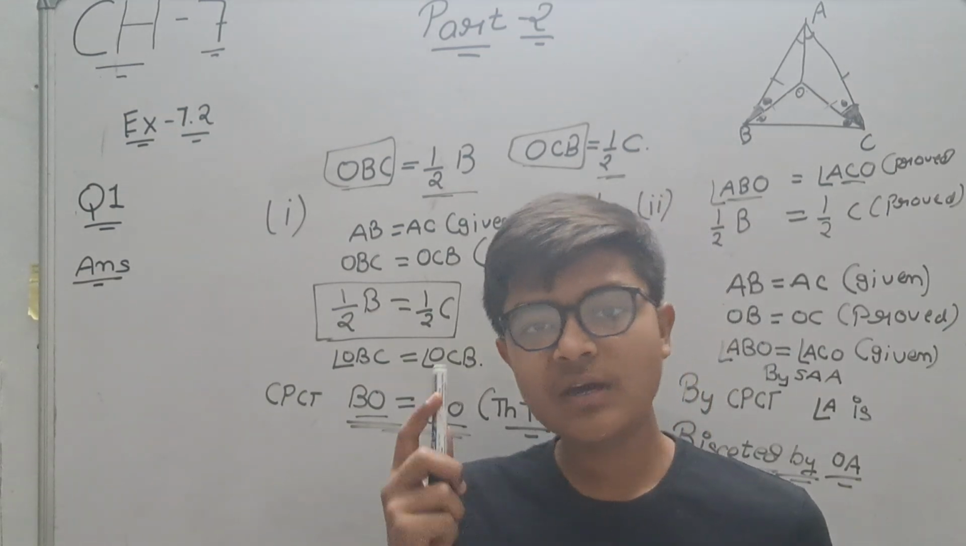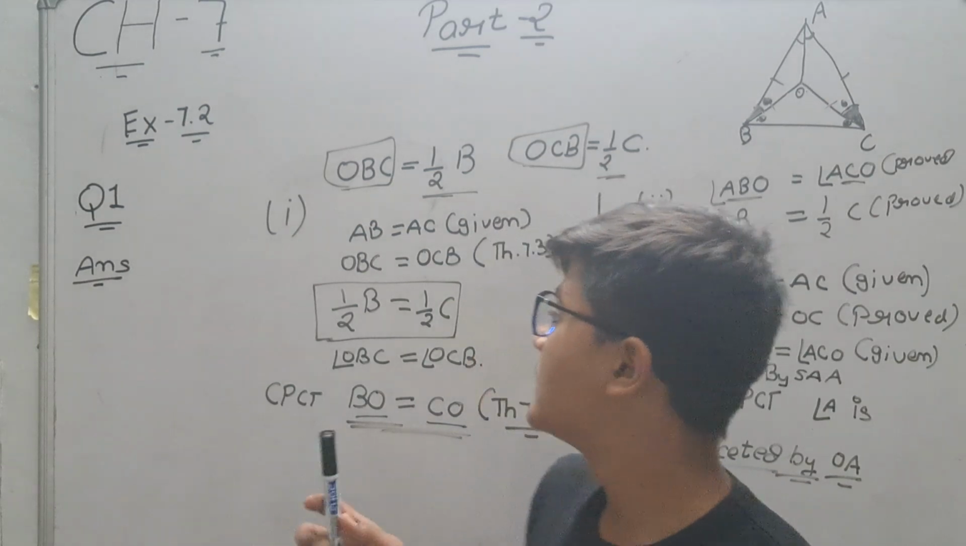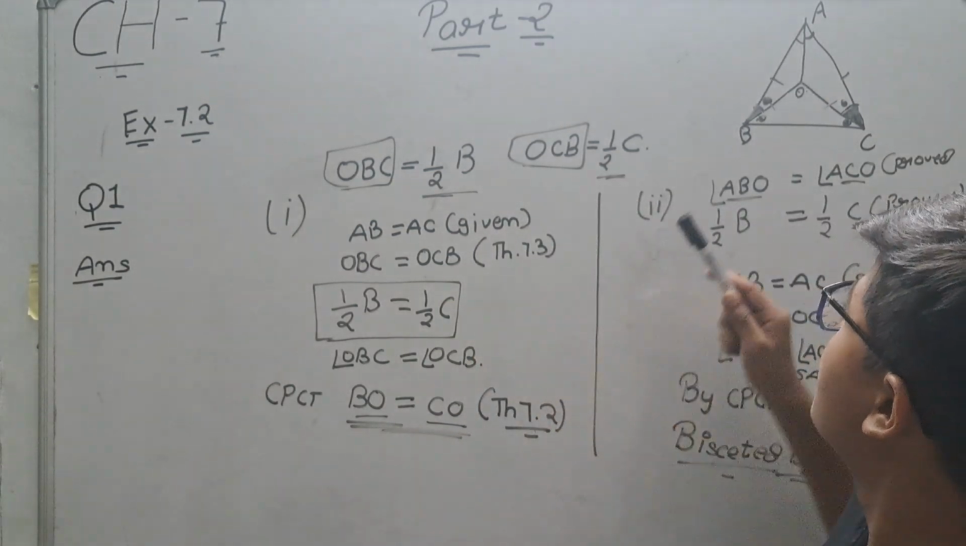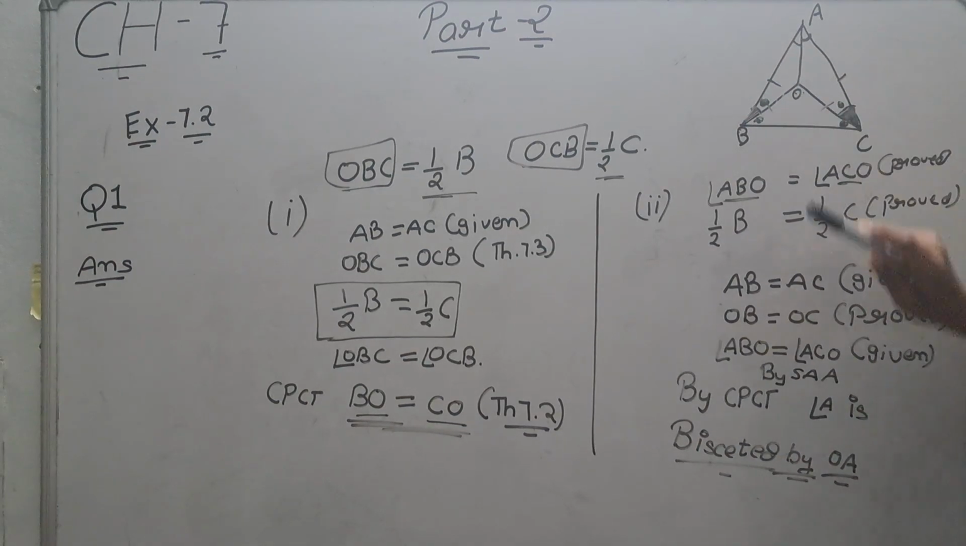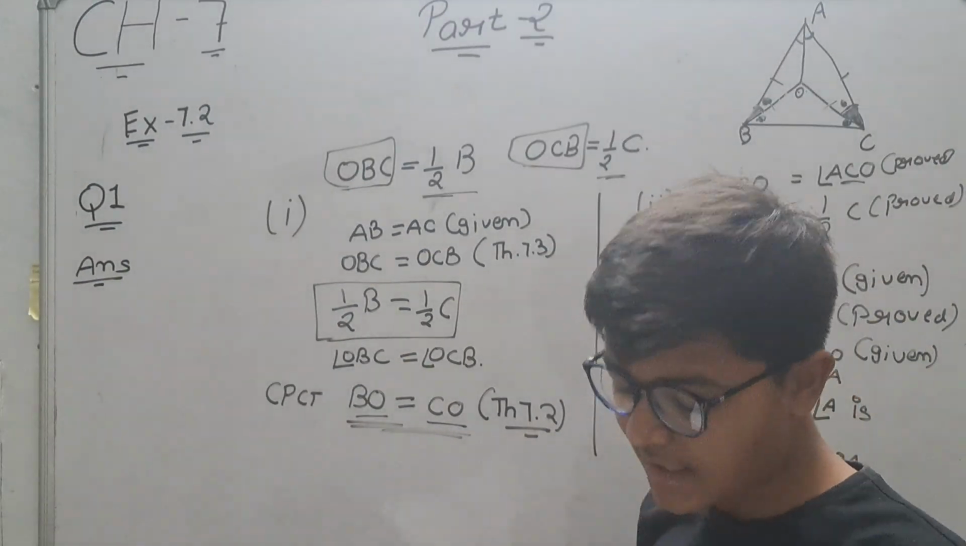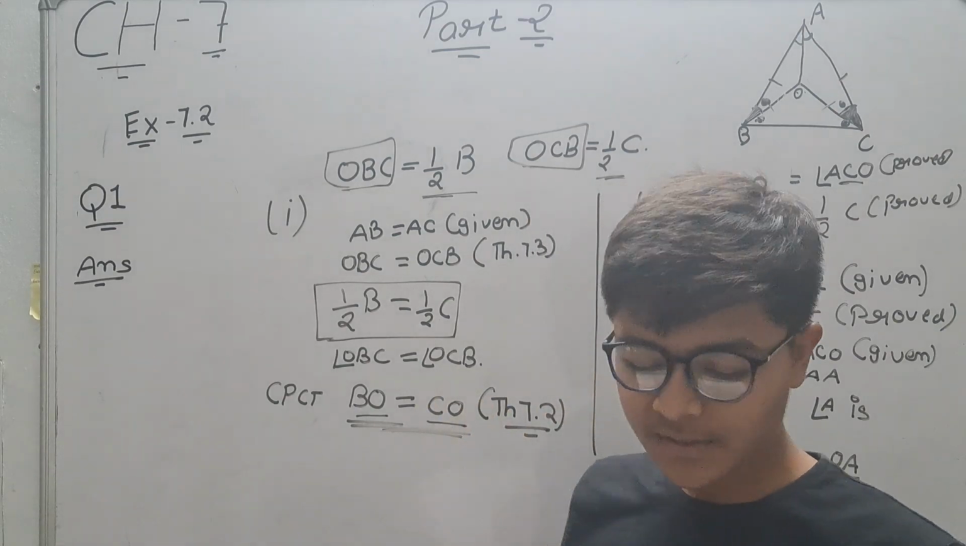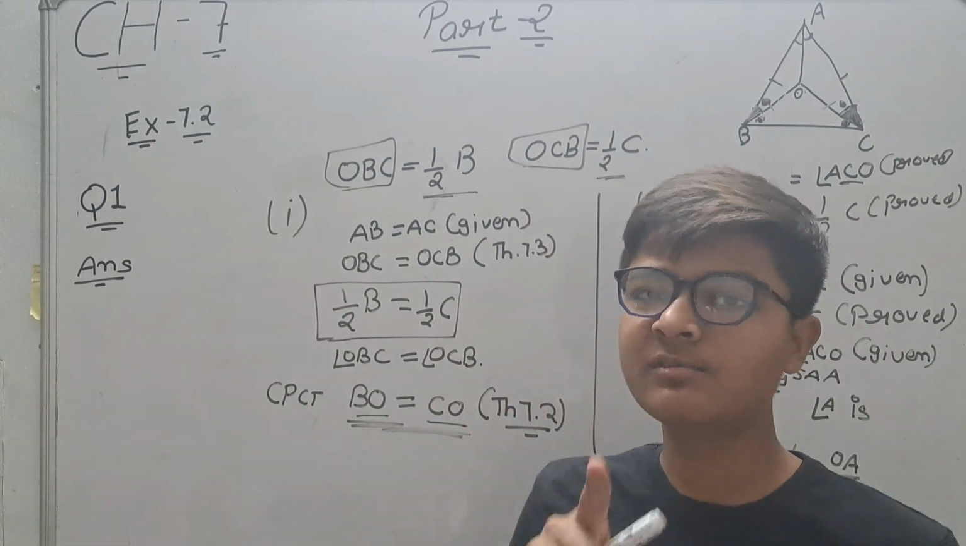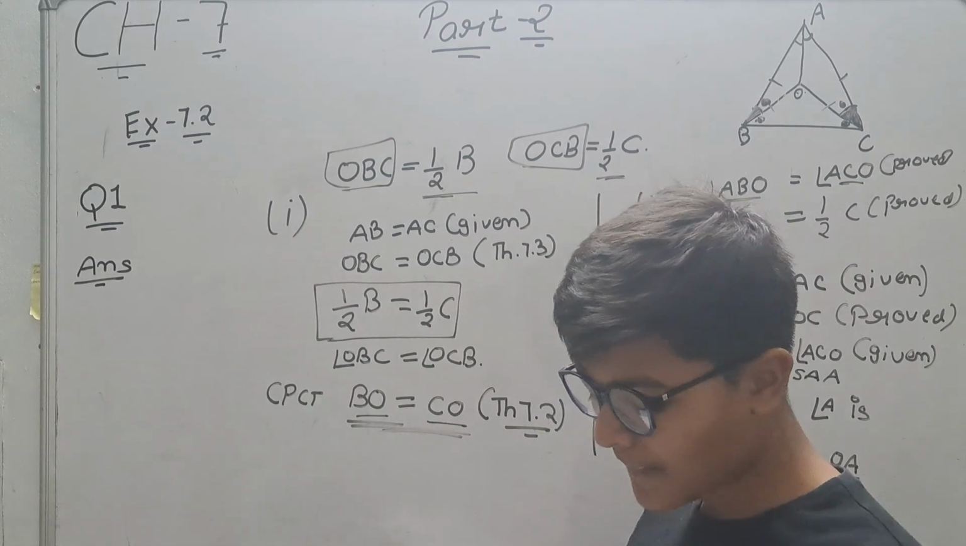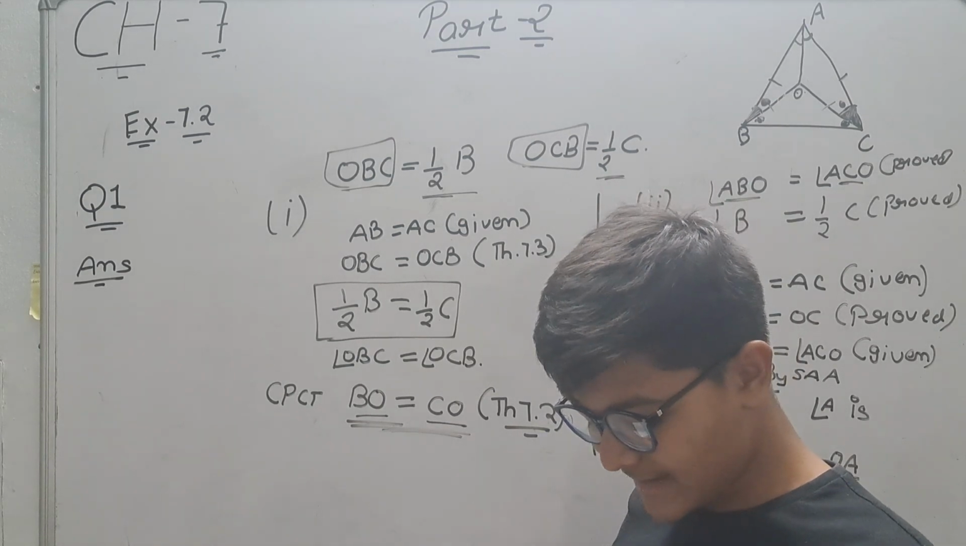That means if the angle is equal, the side will be equal. As we have seen, if this angle is equal, this side is also equal. Now 7.1 is a little bit hard for students. We will do it in another video. If we do it in this video, you will be confused. Now let's see theorem 7.3.